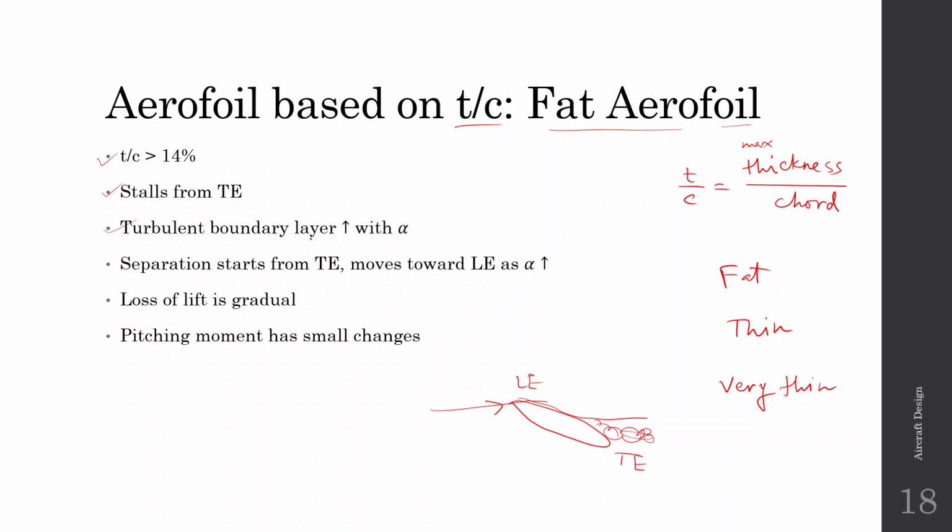The turbulent boundary layer increases with increase in angle of attack, and the separation starts from the trailing edge and moves towards the leading edge as alpha increases. I will show this again in a diagram, but basically this is your turbulent section that I've drawn, and when you increase the angle of attack, the boundary layer separation happens from the back of the aerofoil, and if you keep increasing, this separation moves towards the front. Eventually the whole flow is separated.